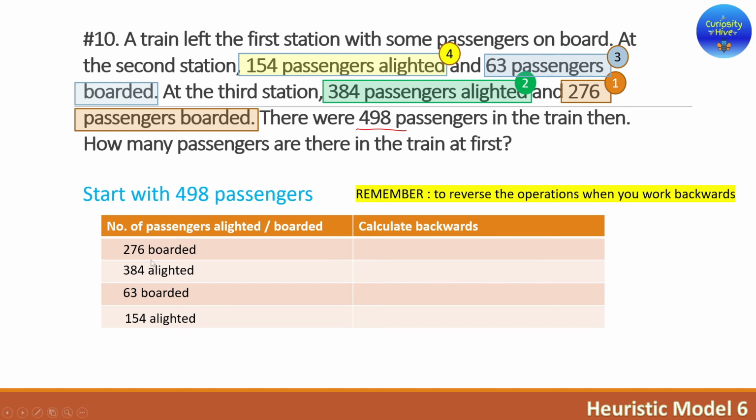Now, as I said, we need to reverse. So for the first line, we are going to subtract 276 from 498, because we need to find how many passengers were there in the beginning. So the ones who boarded should actually be subtracted because they were not there in the beginning. They have got added later on. So I subtract and I get 222.